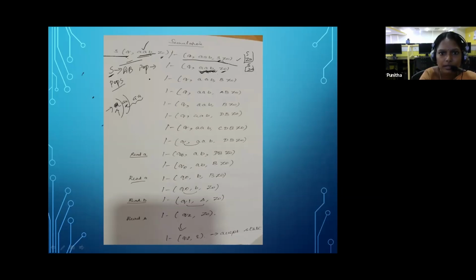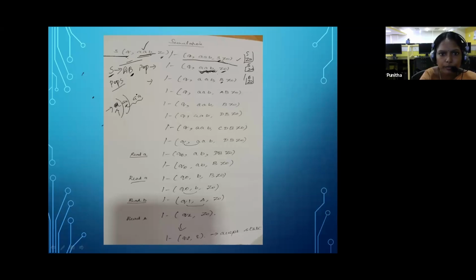Right. In this step, I'm performing the push operation of B. So I am inserting the B into the stack. After inserting B into the stack, my stack will be B Z naught.